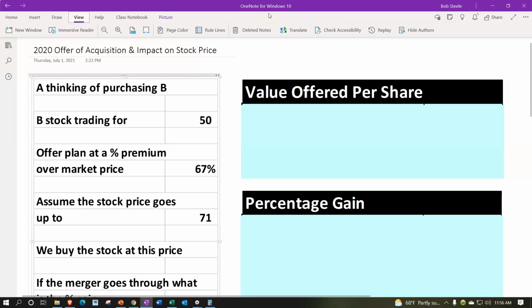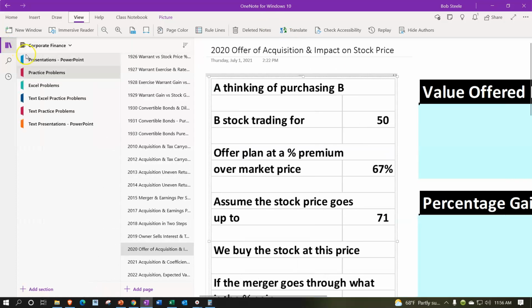If you have access to OneNote and would like to follow along, you're not required to, but if you would like to, we're in the icon on the left-hand side, the Practice Problems tab, down in the 2020 Offer of Acquisition and Impact on Stock Price tab. Also note, when using OneNote, look at the Immersive Reader tool. Our presentations will also be in the text area, same name, same number, but with transcripts that can be translated into multiple different languages and either listened to or read in them.